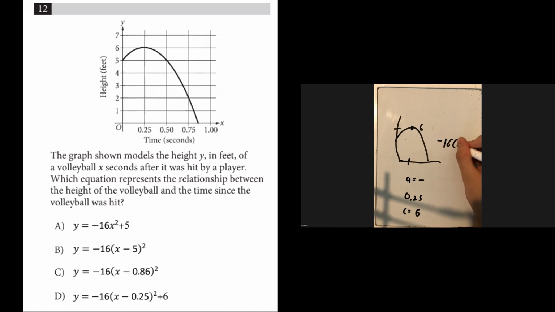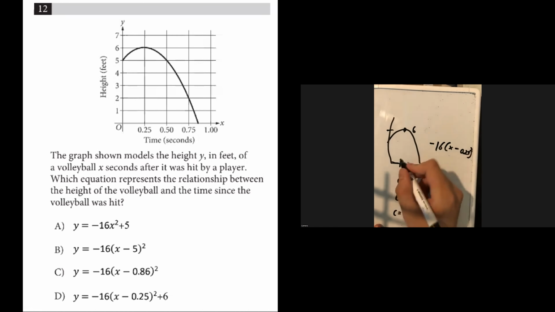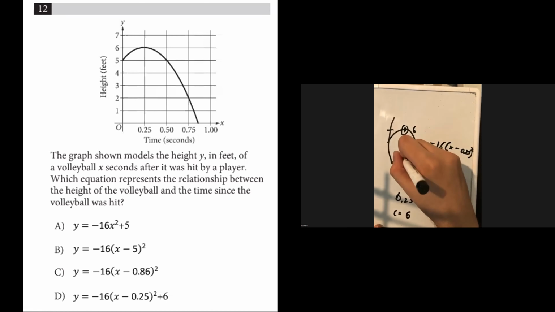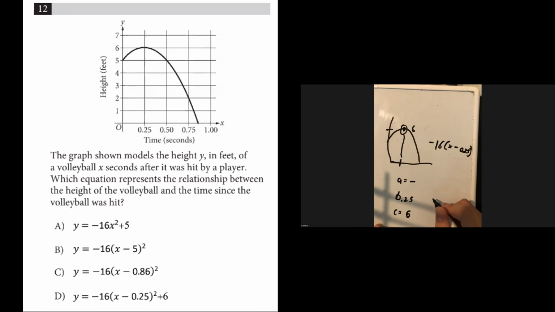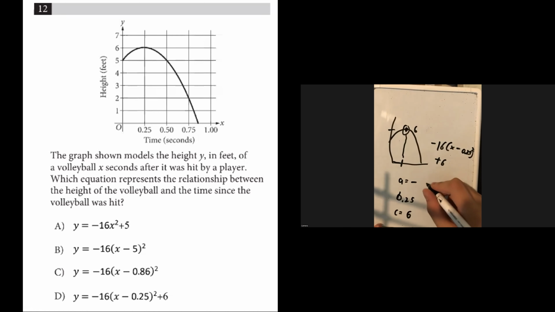And we have x minus B, so x minus 0.25 squared, because at least where the vertex is, it's 0.25 to the right. And then C is positive 6, so plus 6. This plus 6 should be to the right of this, but I can't really fit it on here. So the answer choice would be answer choice D.